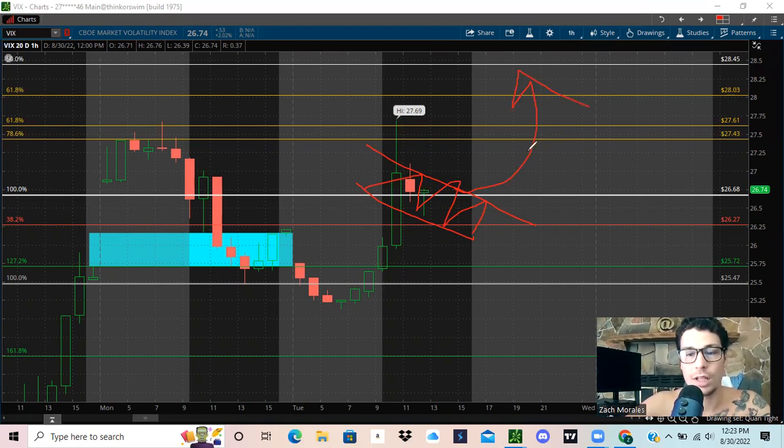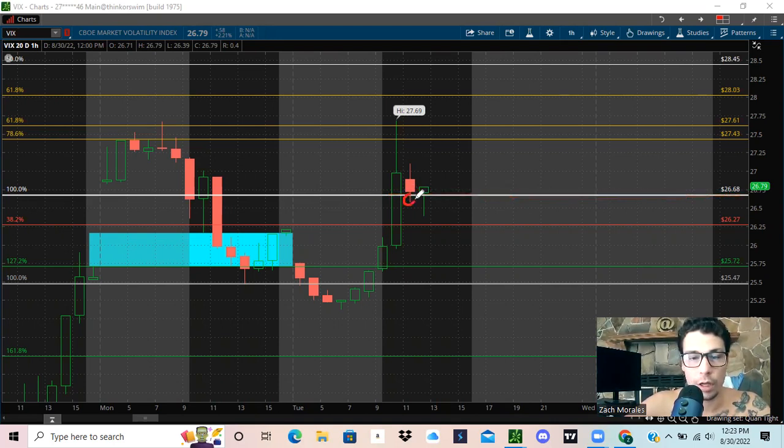If we get that breakout to the upside, VIX most definitely can go past $28. We have a resistance level here at 28.03 and 28.45. So that's where I would look out for on the VIX if it continues to rise. Now we may get rejected. We have a nice support level here at 26.68 that we are currently holding.